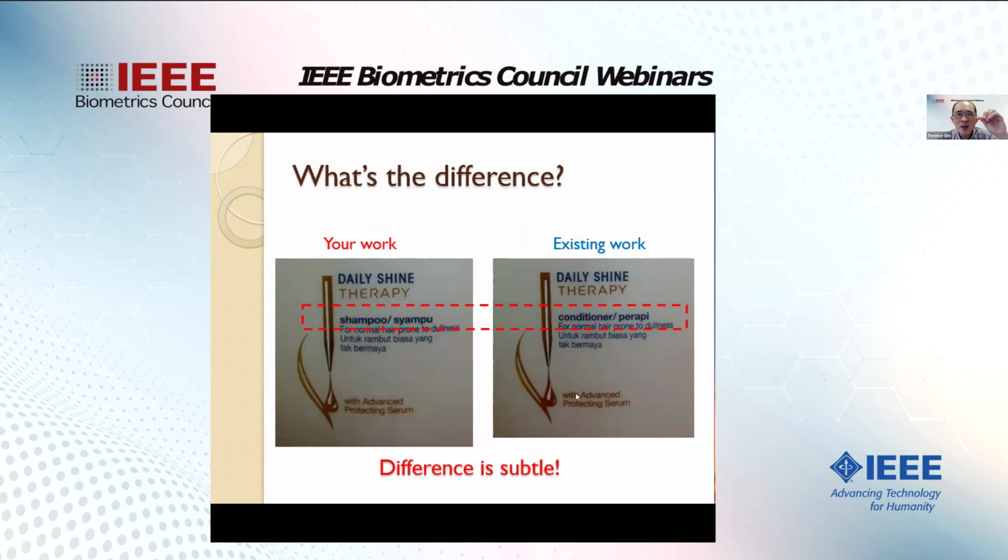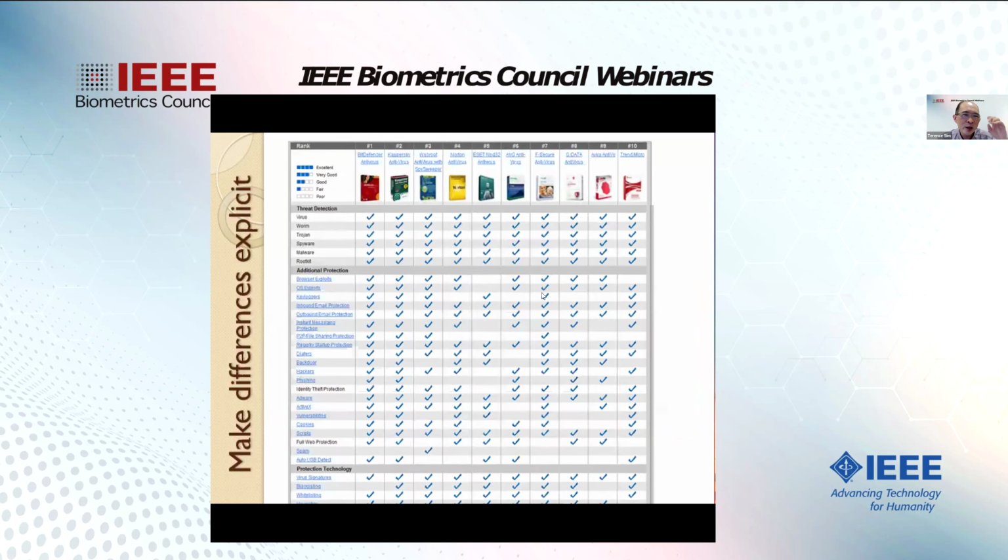You have to make it clear. Don't hide your difference. Don't hide your contributions in font size number 9 and expect your reader to read. Okay? Don't do that. Don't torture your reader. So this is the point I'm trying to make here. What you would really like to do is to make the differences explicit. If you can create a table like this.